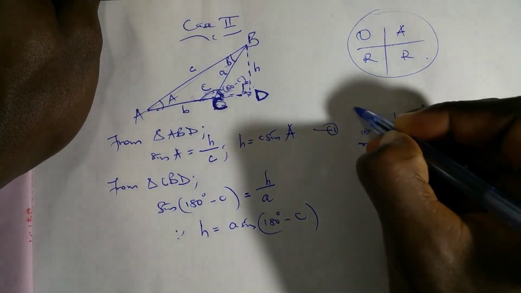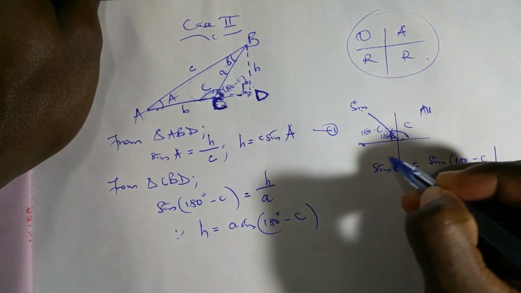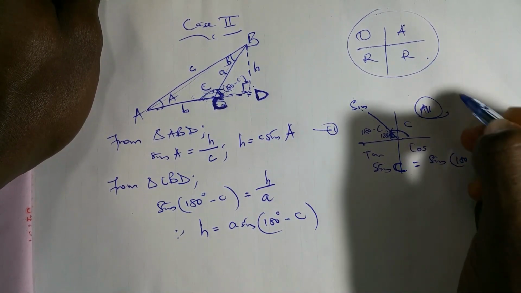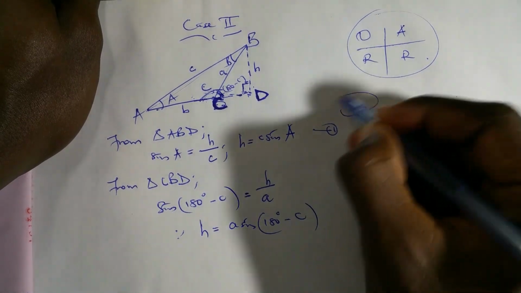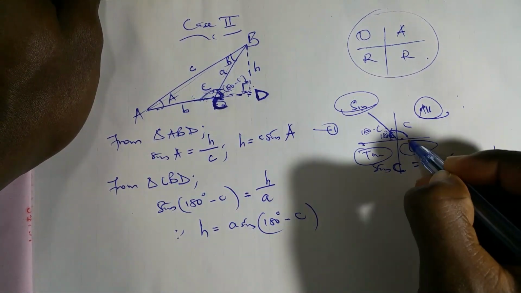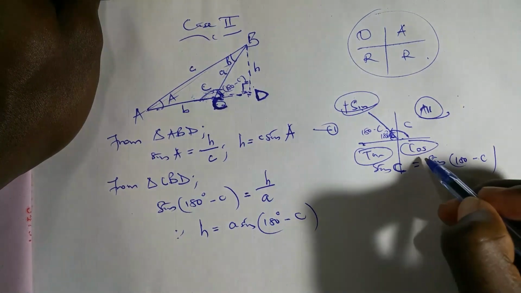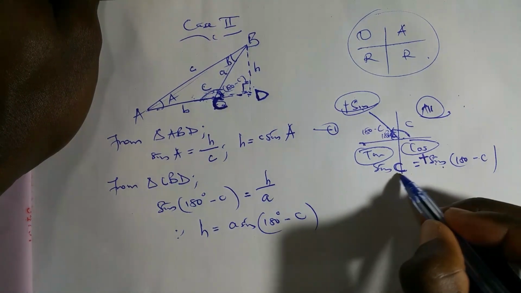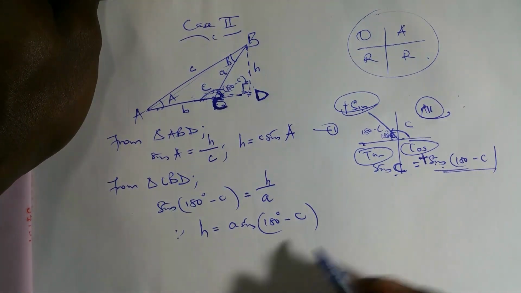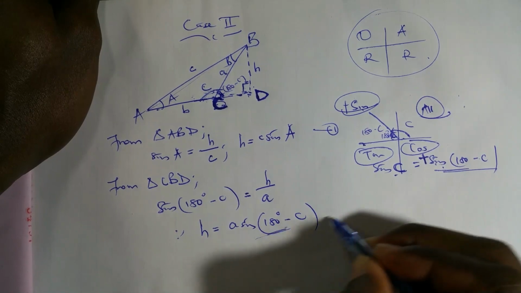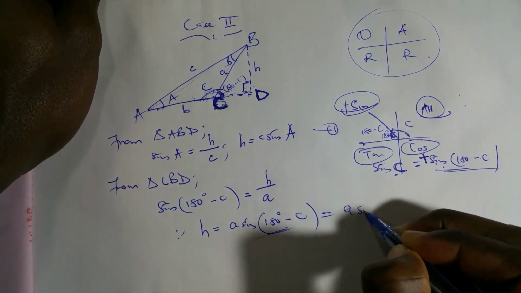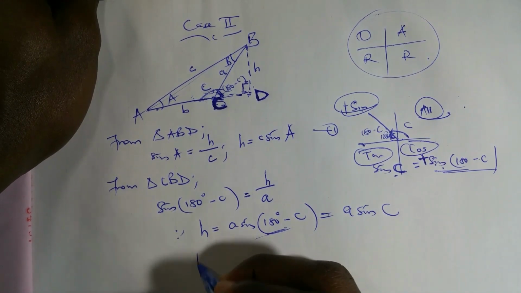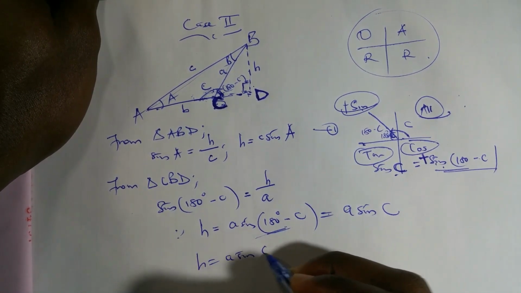Remember all, then sine here, then tan here, then cos here. Here all the trig ratios, sine, cos, and tan, are positive. Here only sine is positive. Here only tan is positive. Here only cos is positive. So it's with their correct signs. So here sine is positive, so our sine C is the same as sine 180 minus C. That means we can replace this one with sine C. So what does it mean? H equals A sine C.